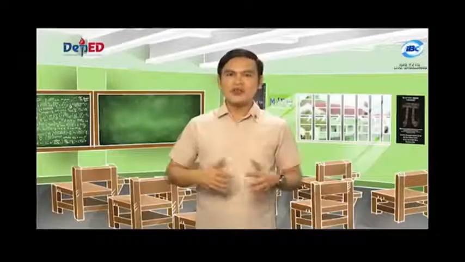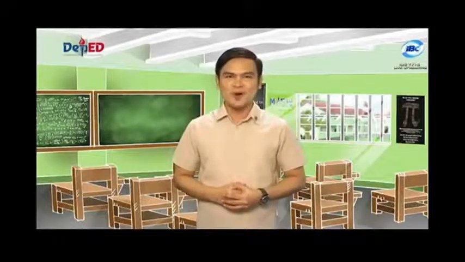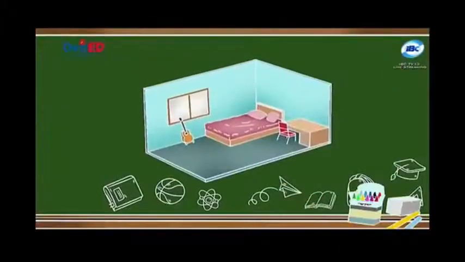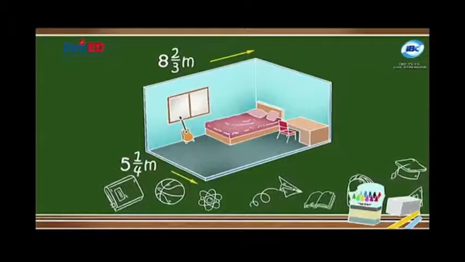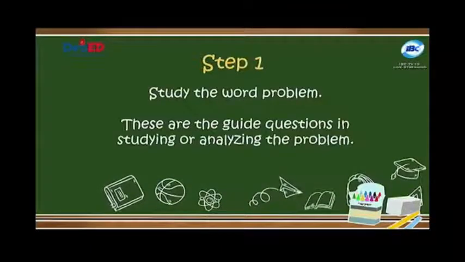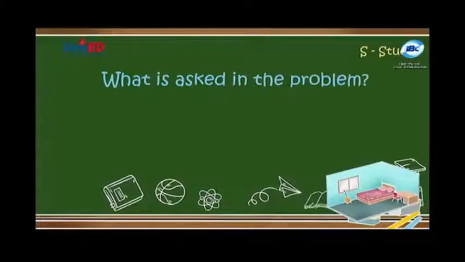Let us apply now these 4 main steps in solving problem. A room is 8 2/3 meters by 5 1/4 meters. What is the area of the room? Step 1. Study the word problem. These are the guide questions in studying or analyzing the problem. First, what is asked in the problem?